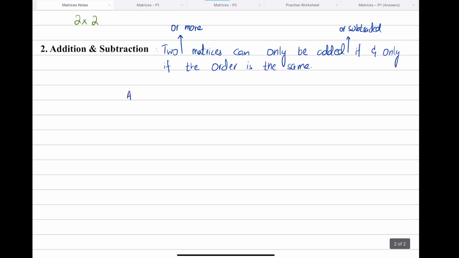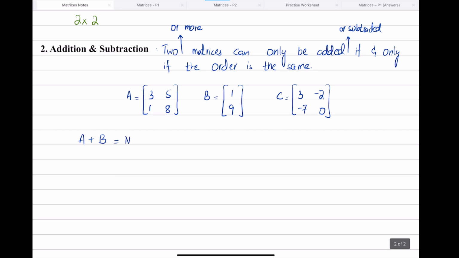Let's say you're given A is equal to 3, 5, 1, 8, and you're given B as, let's say, 1 and 9, and you're given C as, let's say, 3, minus 2, minus 7 and 0. So if I do A plus B, is that possible? Can you add these two matrices together? Nope. A plus B is not possible, because they have different orders. What about A plus C? Is that possible? Yep, it is possible because they have the same order.